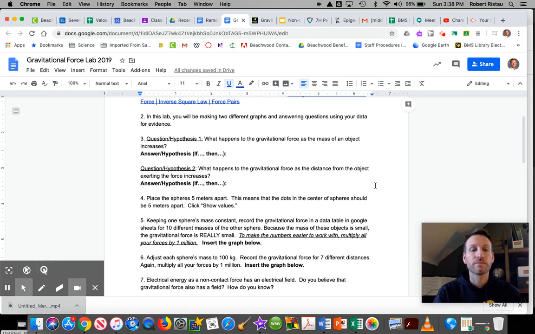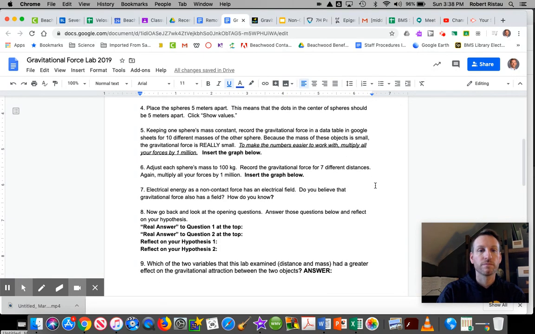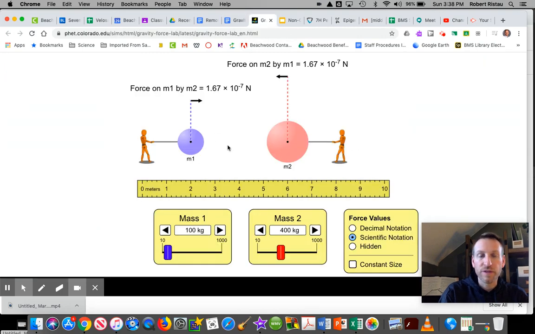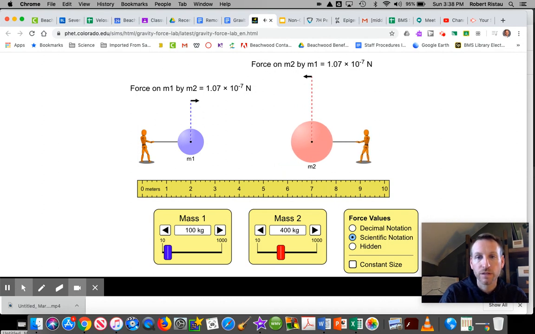The lab is going to explain what to do, and it's pretty self-explanatory. You have a distance, so if it tells you to be 5 meters apart, right now this is at 2 meters. Object 1 is at 2 meters, object 2 is at 6, so they're only 4 meters apart. So I've got to move these. There we go, so that they are now 5 meters apart.